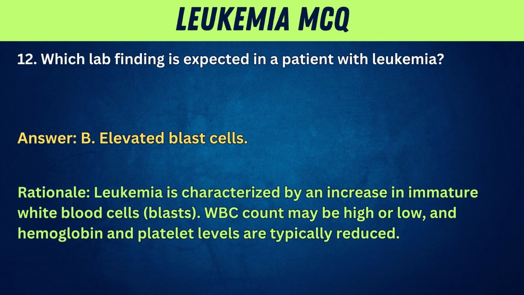Rationale: Leukemia is characterized by an increase in immature white blood cells, blasts. WBC count may be high or low, and hemoglobin and platelet levels are typically reduced.